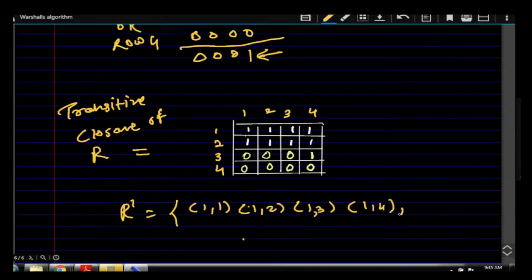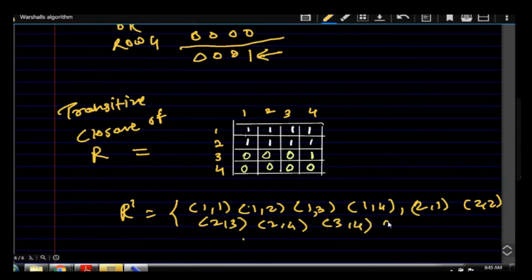Then next 2 comma 1, 2 comma 2, 2 comma 3 and 2 comma 4, and one more 1 is there, that is 3 comma 4. Okay, so these are the ordered pairs. If you have been asked to write the transitive closure in terms of ordered pairs, then you can write it here like this.